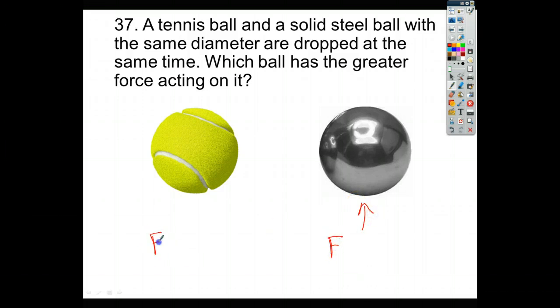Well, they both have force. You take both of the masses times gravity, but the mass of the steel ball is much bigger than the mass of the tennis ball. So the greater force has got to be acting on that steel ball, and it's because your mass is so much bigger. So we're going to actually make that a little bit bigger.